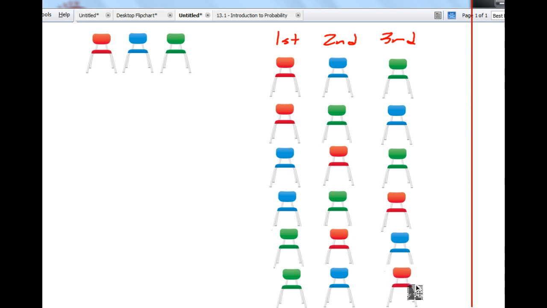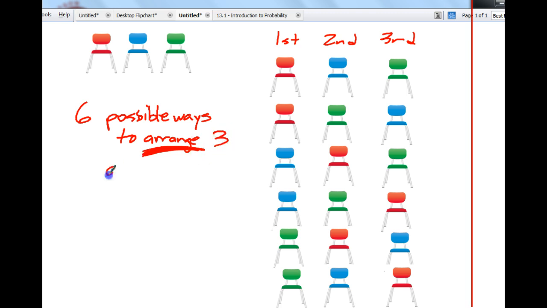Okay, and when we look at this, how many options do we have for this whole thing? We have 1, 2, 3, 4, 5, 6. We had 6 possible ways to arrange these chairs. Notice: arrange, order. An arrangement is you're going to have an order to it. So 6 to arrange 3 chairs.